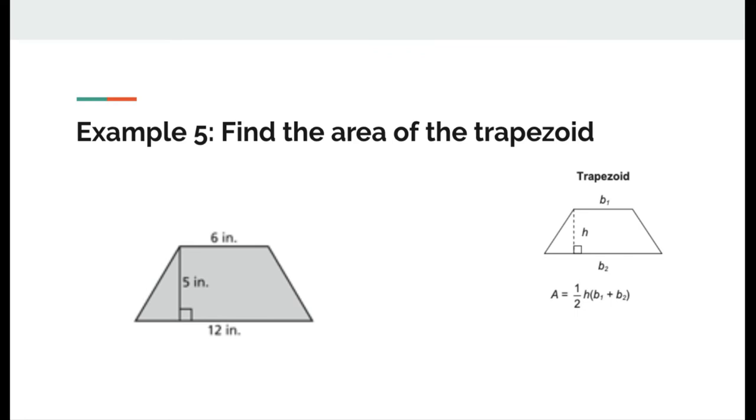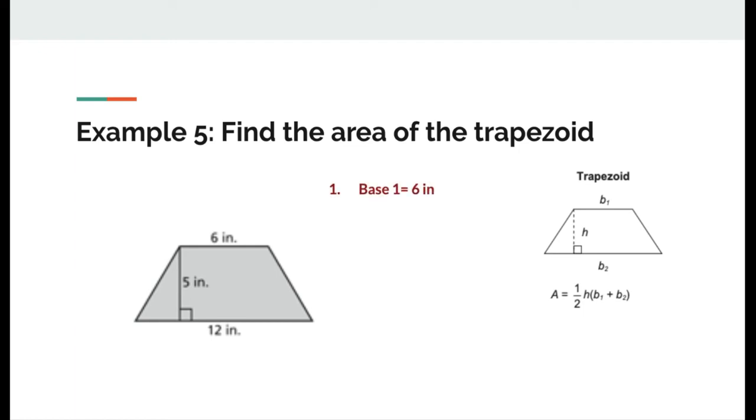Okay, let's move on to our last shape, trapezoid. So again, this is the formula from your formula sheet. Area equals 1/2 times the height, and then in parentheses, base 1 plus base 2. So we have a trapezoid that looks exactly like our picture from our formula sheet. So we just have to plug in our values.